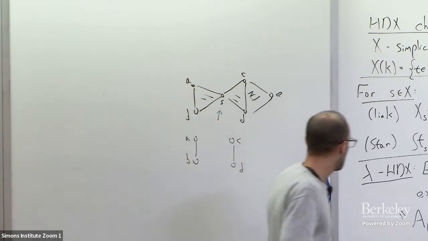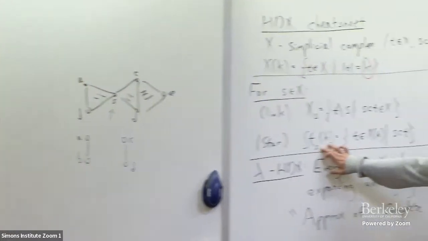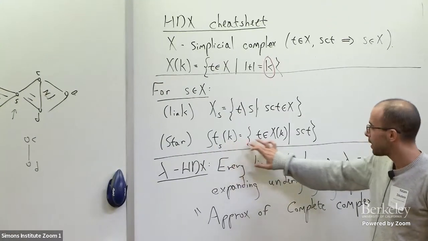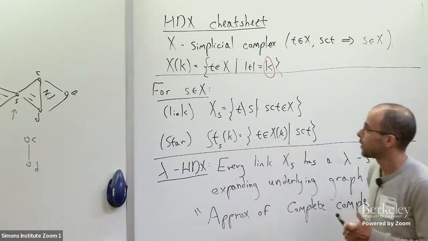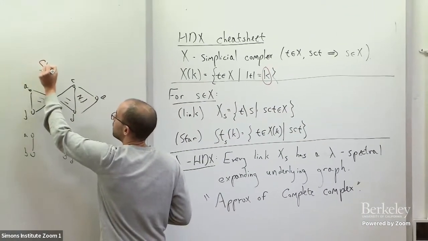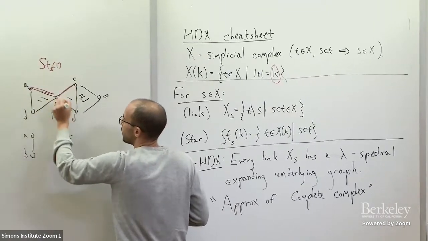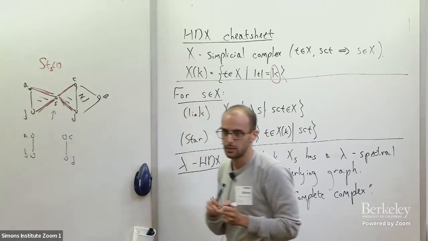Another thing that I want to notate here is the star of S, or the k-star of S, which will be all k-faces that contain S. So for example, here, if we look at the 1-star of S, this will be all these 4 edges. And you can see maybe why I like to call it a star.